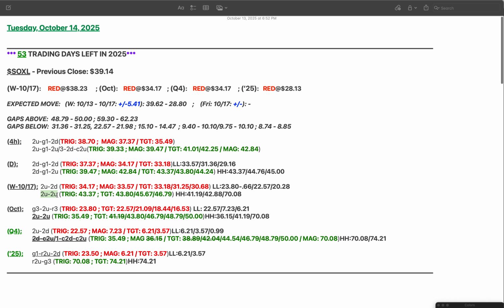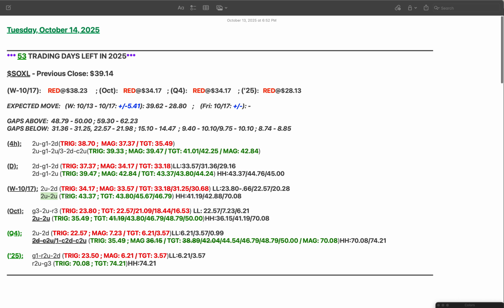Again, that would be a 2 up, 2 up continuation. So no magnitude on that move, just a trigger, and then the targets that we have out here, right? We've already looked at the month and quarter and year as well, so we'll just go over that real quickly. We're still in force with the 2 up, 2 up on the month. That triggered at 35.49. We did reach the target of 41.19, but fell a little bit short of that 43.80 extended target. And if we do push back to the upside, we've got that in our sights, and then the further extended targets to the upside.